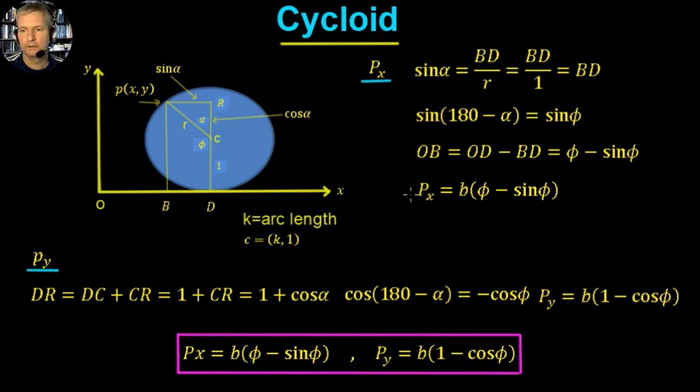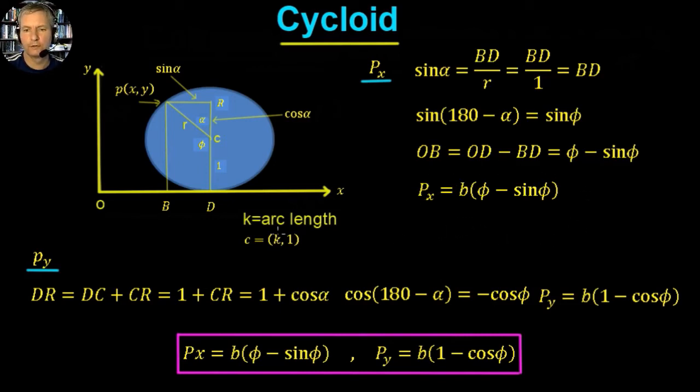So we can therefore say that the value P of x is going to be, well, we're assuming here that the radius is just a value of 1, but the radius could be any value. So we could take phi minus sine phi and multiply it by some constant there. It would just represent a circle of any radius. So we could say then therefore that the point P of x is going to equal b times phi minus sine of phi.